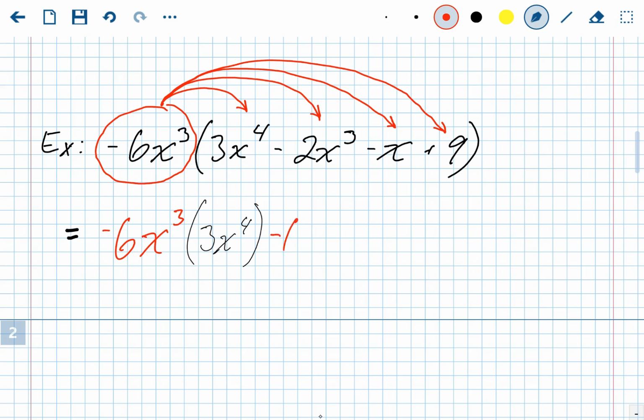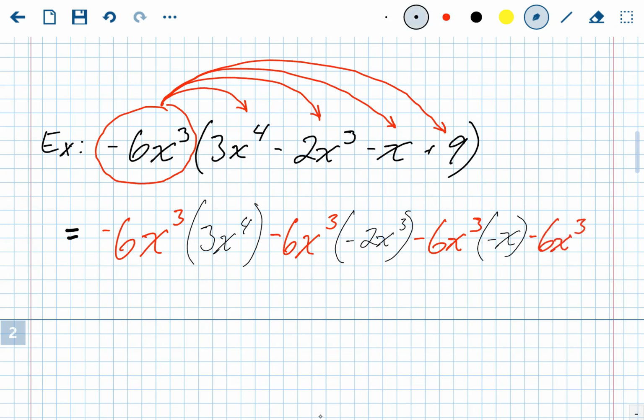And it's negative 6x to the third times the next term, negative 2x to the third. So it's each one separately: negative 6x to the third times negative x, and negative 6x to the third times 9. Okay, now again, obviously you don't have to do this every time, but this is what's happening. It's written out completely.